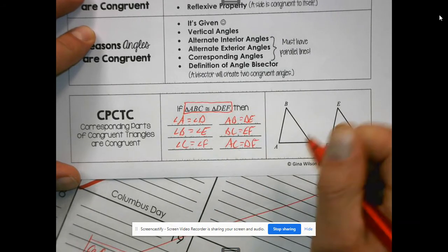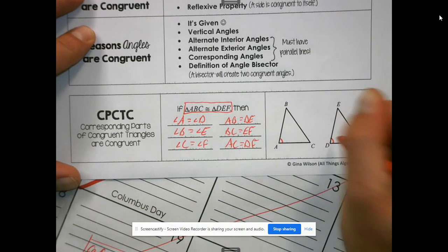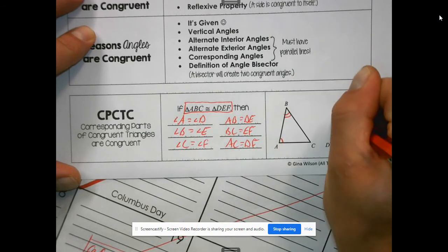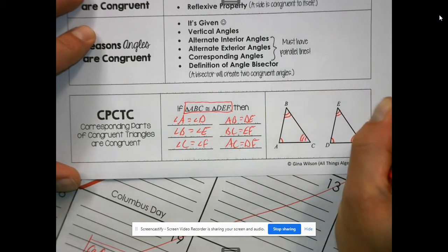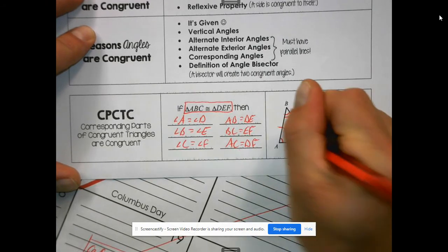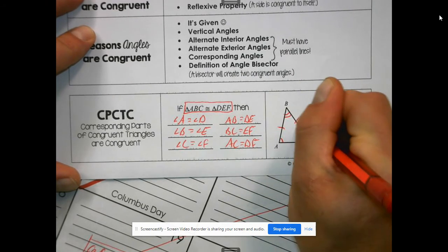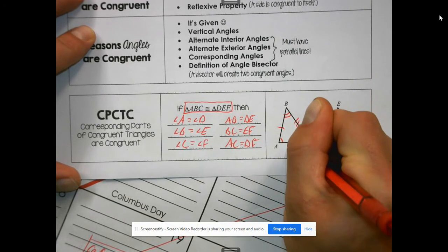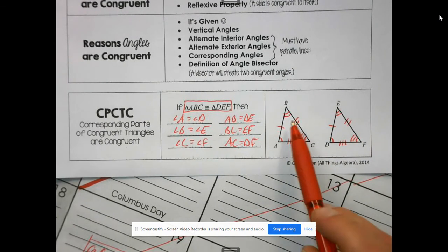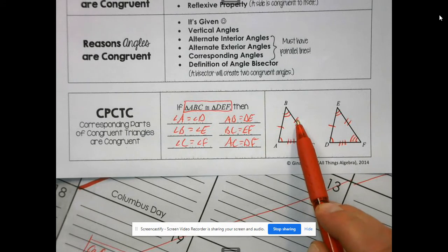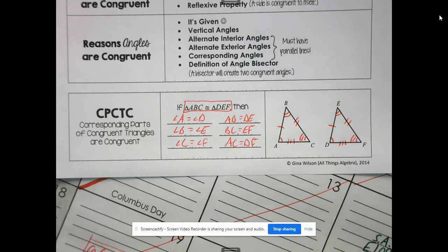Then you can mark up the diagram. Angle A is congruent to D. B matches with E. C matches with F. AB hooks up with DE. BC matches EF. And AC matches with DF. So for CPCTC, you've got all the angles matching up, and then you have also all the sides matching up as well. That's it for your reference sheet.